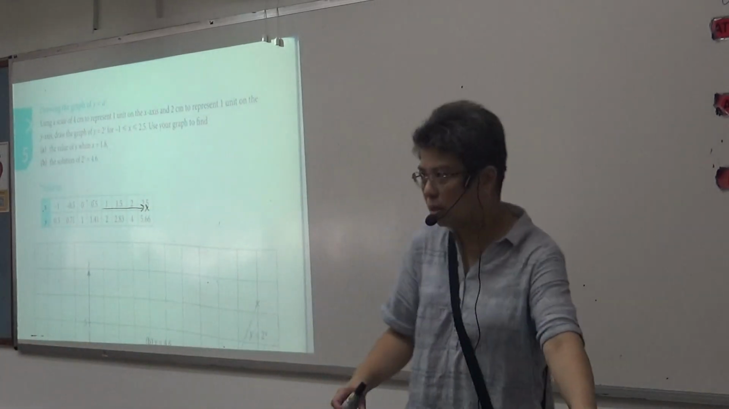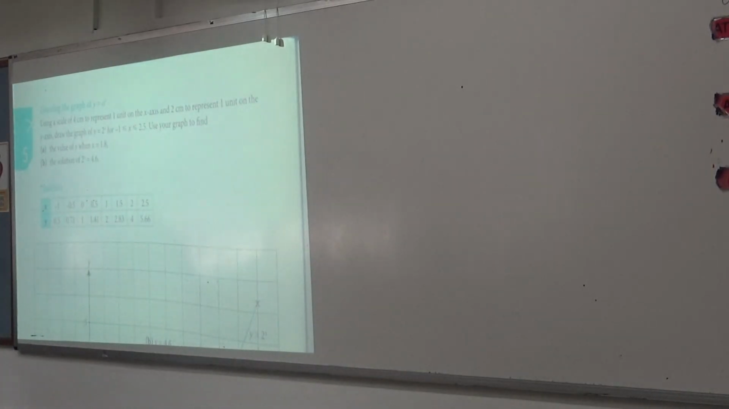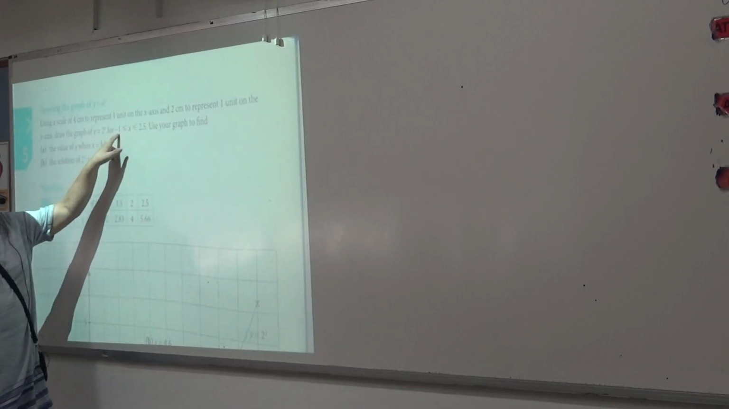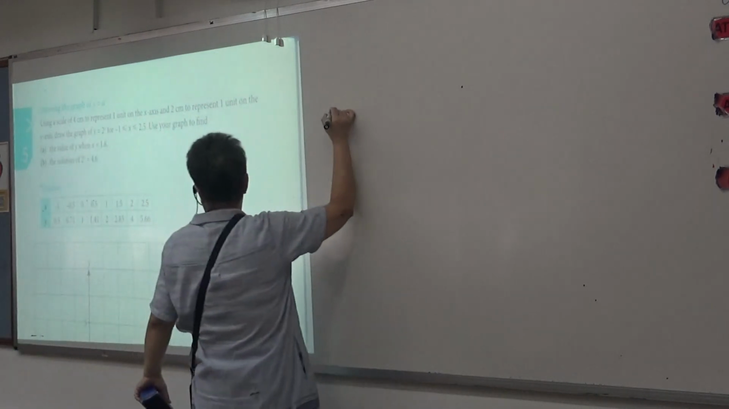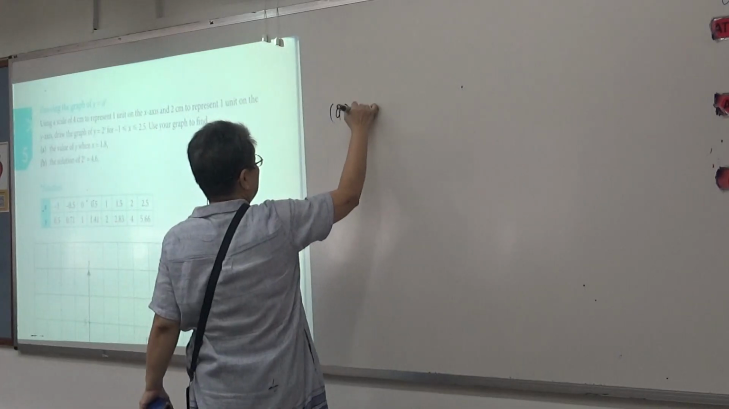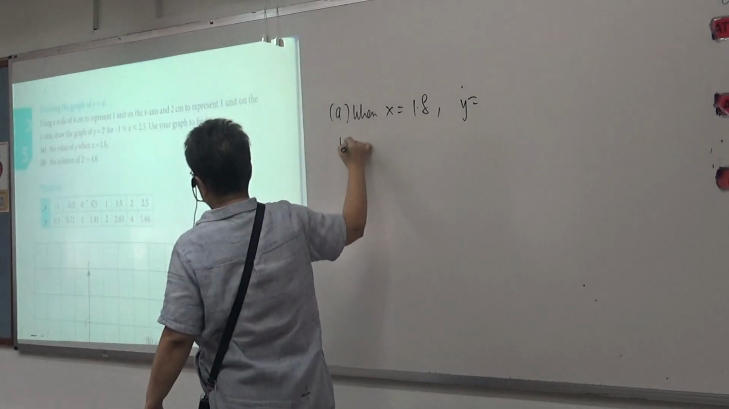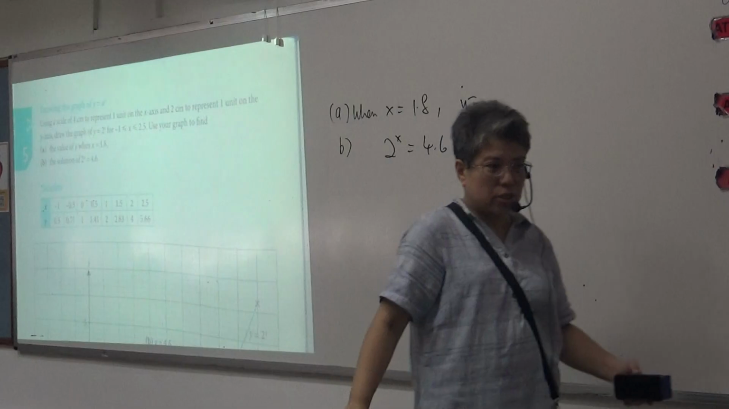The question says this. Using a scale of 4 cm to represent 1 unit on the x-axis and 2 cm to represent 1 unit on the y-axis, draw the graph of y = 2^x for x between -1 and 2.5. Use your graph to find the value of y when x is 1.8. So part A: when x is 1.8, what is your y? And part B, the solution of 2^x = 4.6. These are the two questions that we have.